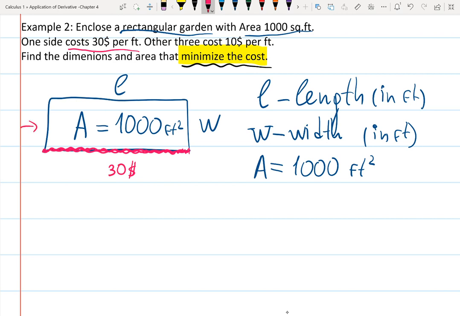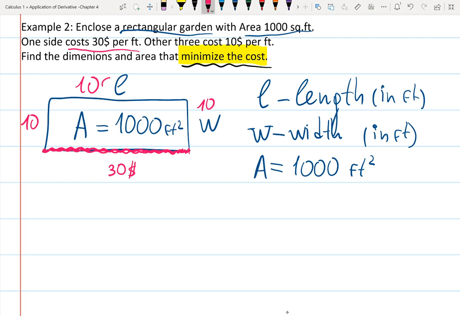And that's just a guess. It actually might be this side, or this side, or this side. I'm not sure. It's literally a guess. And then math will fix our guess. Was the length actually the most expensive one to minimize the cost, or the width? The other sides will be 10 and 10 and 10.